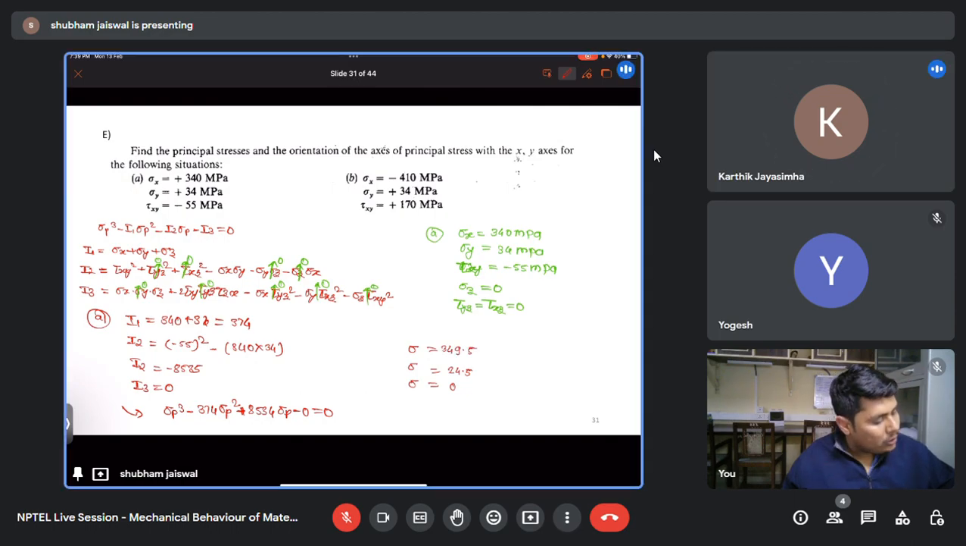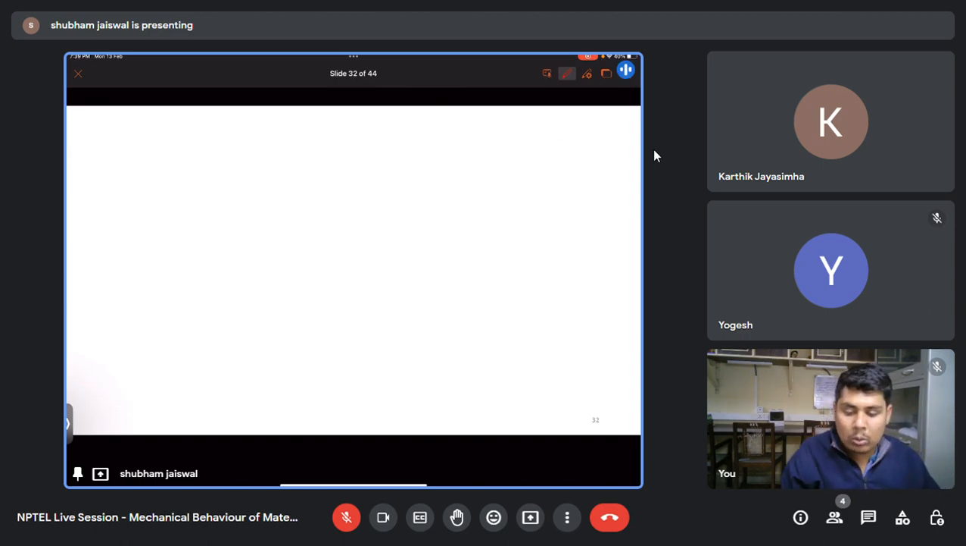349.5. So among these, the maximum value is 349. So 349 for sigma 1, then sigma 2, sigma 3, because sigma 1 is greater than sigma 2 is greater than sigma 3. That is the normal convention that we use.